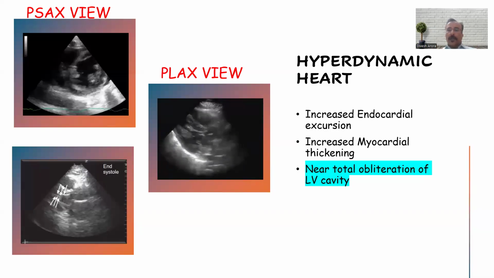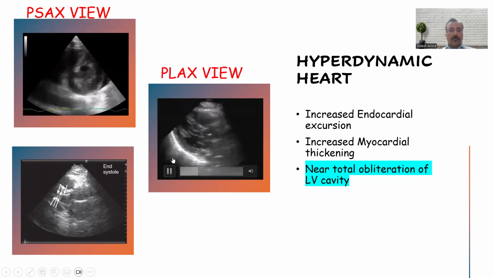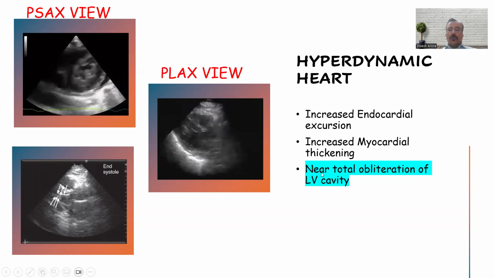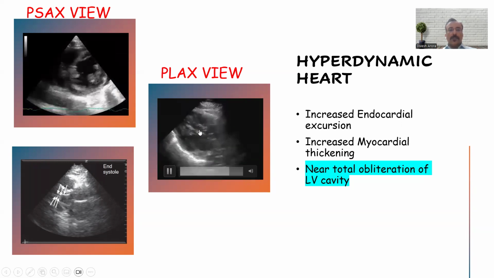What about a hyperdynamic heart? The one which is beating much faster. As you can see for yourself, there is an increased endocardial excursion. There is a near total obliteration of the LV cavity in this still image. And in the plax view video, you can see for yourself that the entire cavity is almost obliterated.